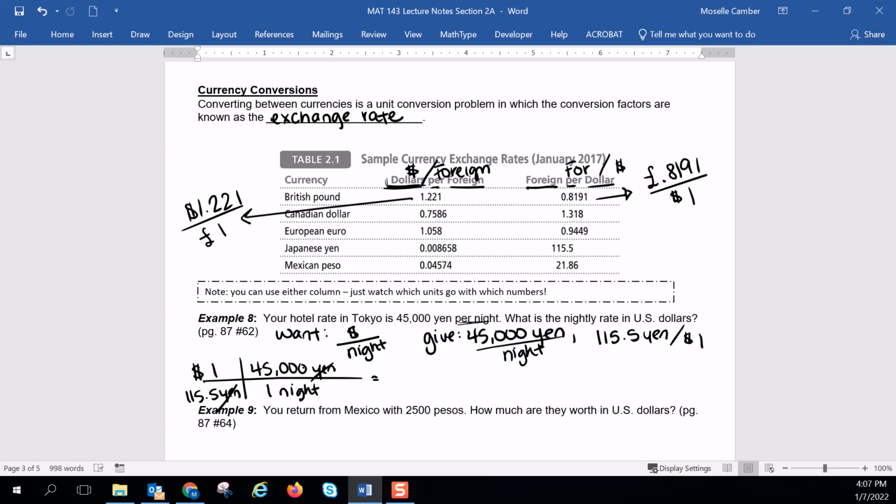So I do 45,000 and I divide that by 115.5 because the other numbers are just 1. And I get $389.61 per night. It's a pretty expensive hotel.